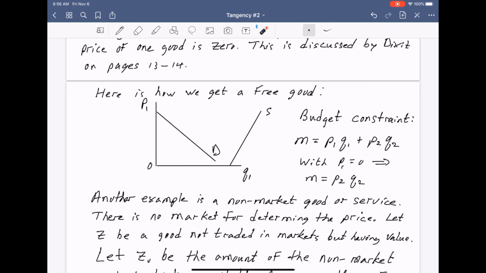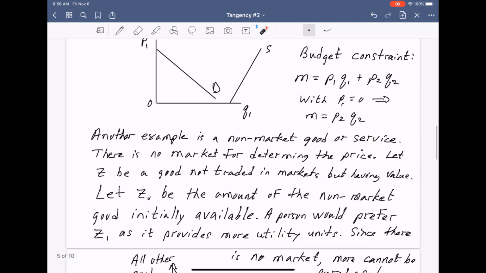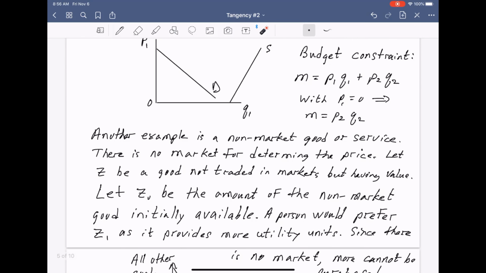So if we write a budget constraint in this case, where we have these two goods Q1 and some other good Q2, we had our old budget constraint before where M is our budget or income, which was equal to P1 times Q1 plus P2 times Q2. But with P1 equals 0, we have a budget constraint that only looks like this: M equals P2 Q2. If you work that through, and we'll see how you do that a little later on as well, this creates problems.